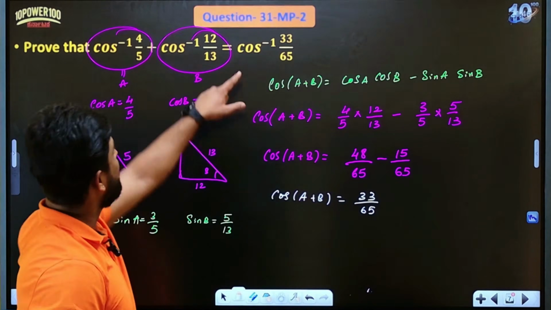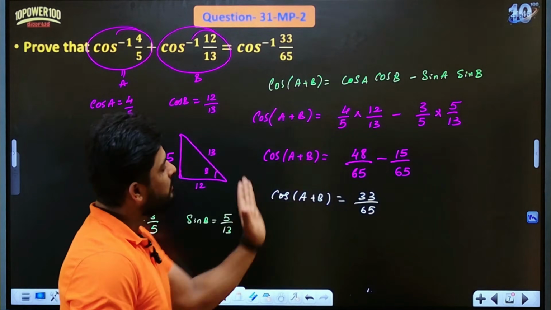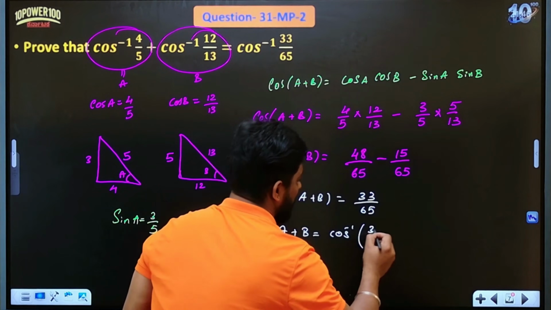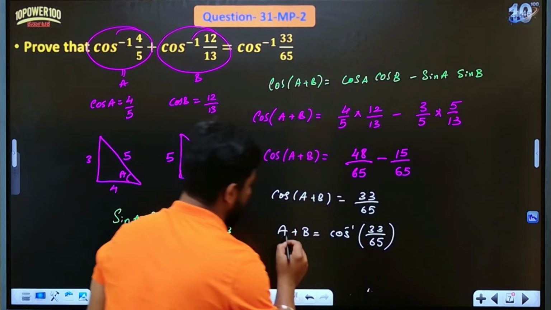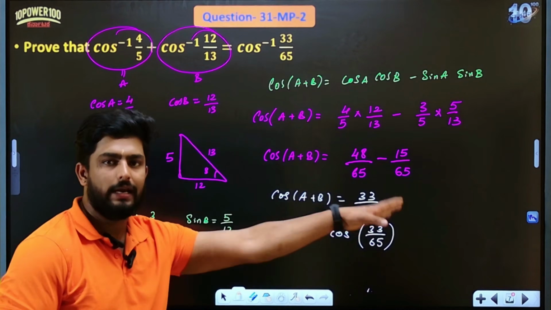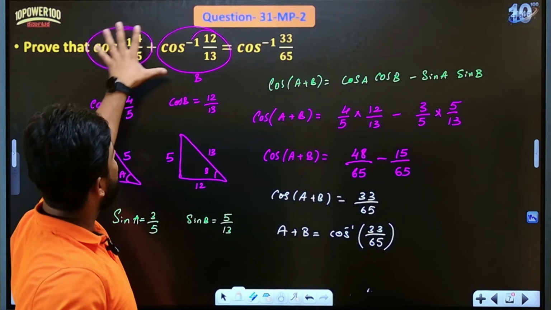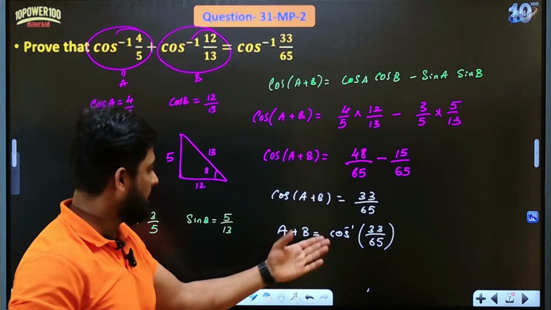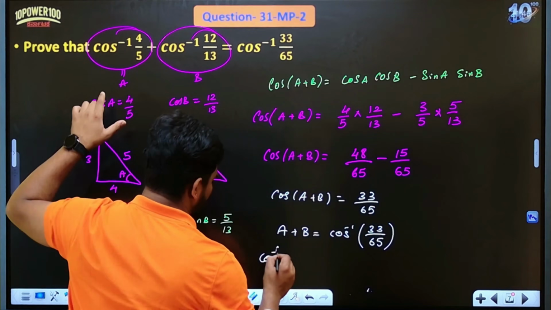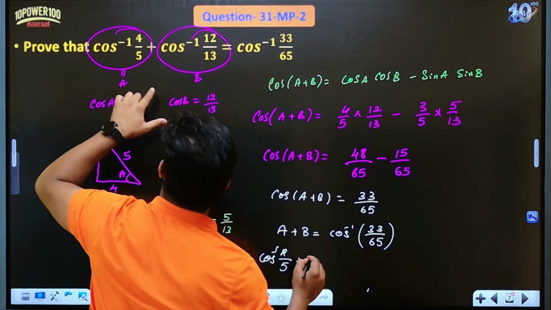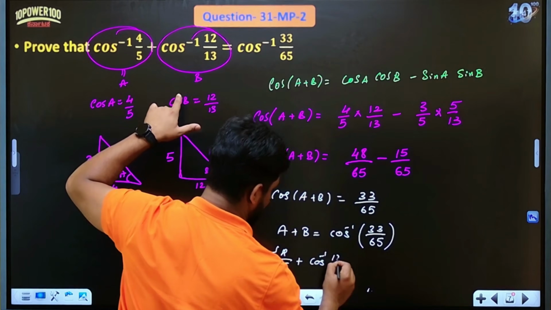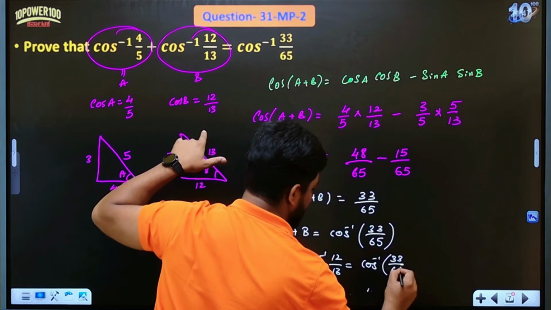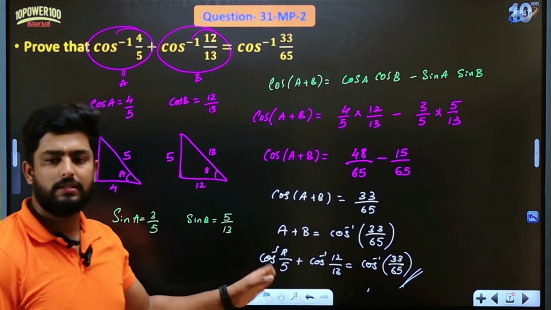33 divided by 65. Now transpose the cos. So a plus b is equal to cos inverse of 33 divided by 65. Now this side, the right hand term, we got it. But what is the left hand side? Here, a is cos inverse of 4/5 and b is cos inverse of 12/13. Replace that. So it is cos inverse of 4/5 plus cos inverse of 12/13 is equal to cos inverse of 33/65. That's it. So this you will have to prove.